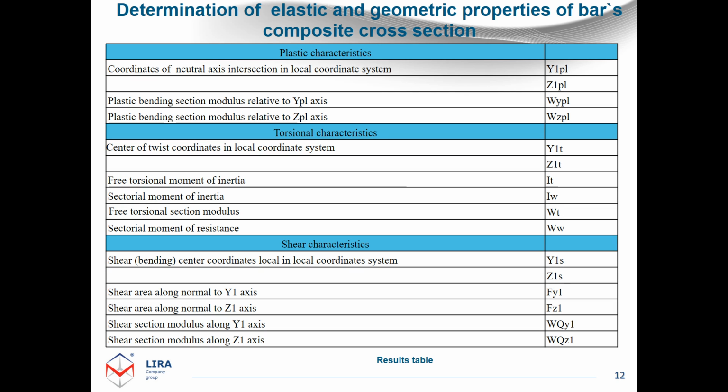The next block is plastic properties. Here you can check coordinates of the neutral axis intersection and plastic bending section moduli. Among torsional characteristics, there are center of twist coordinates in the local coordinate system, free torsional moment of inertia, and sectorial moment of resistance. Next are shear properties such as shear center coordinates in the local coordinate system, shear areas, and shear section modulus.